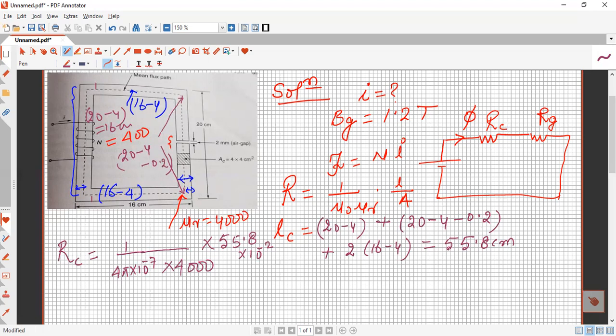It is in centimeter, we are converting into meter, and then divided by area of cross section, 4 into 4 centimeter square, so 10 to the power minus 4 meter square. So now you use a calculator and you can solve it. So we will get its value. Reluctance of the core is 0.694 into 10 to the power 5 ampere turn per Weber. This is the one part. Reluctance of the core is calculated.